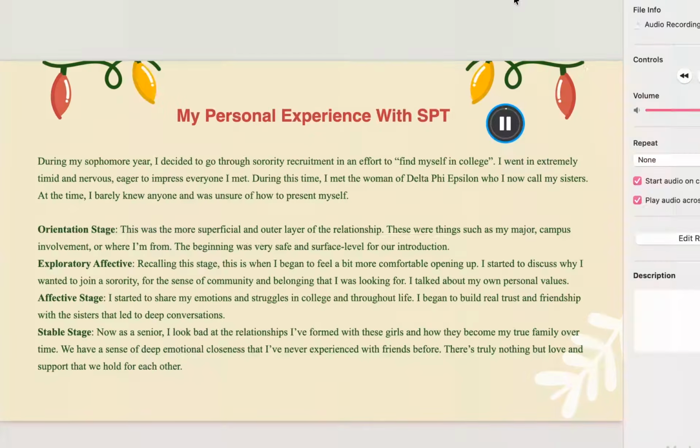As for my personal experience with SPT, it is definitely lengthy, but the process that I chose to talk about was my experience rushing a sorority and the recruitment process during my sophomore year at Kutztown. So I rushed in an effort to definitely find myself in college and get that stereotypical experience that I was looking for. I went in extremely nervous and very eager to impress all the girls that I met.